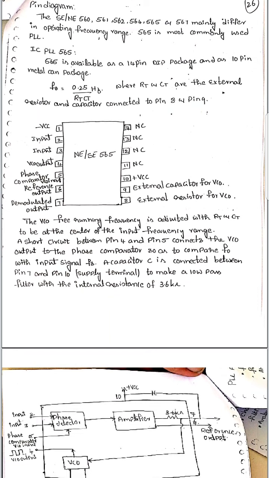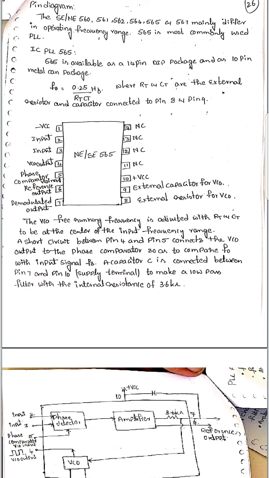This is the pin diagram of the 565 PLL. The 565 is available in a 14-pin dual-in-line package and a 10-pin metal can package. Here F0 is equal to 0.25 divided by RT CT. Now this is the pin diagram.